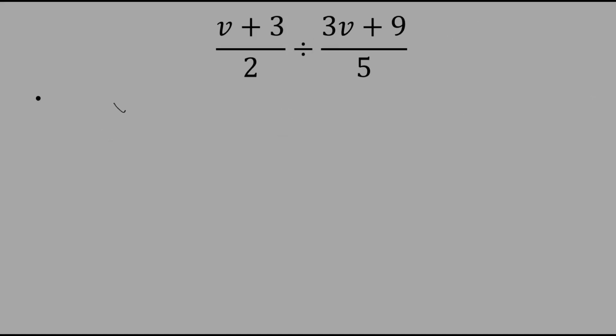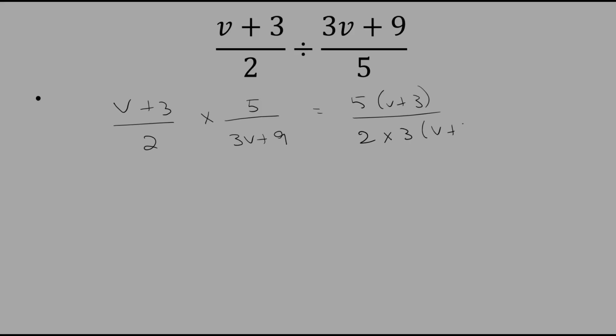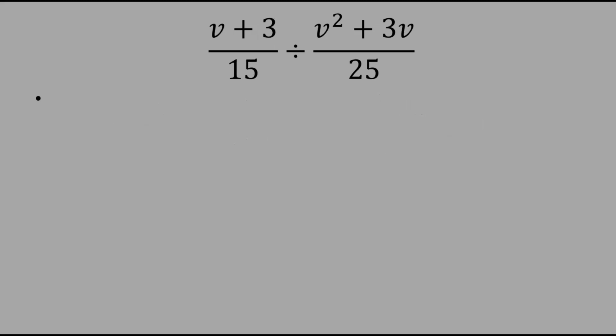Again, we'll use the same rule. V plus 3 over 2 times 5 over 3V plus 9 is 5 times V plus 3. Now, just a quick look ahead would see that 3V plus 9 can be factorised as 3 times V plus 3, and we can cancel the V plus 3 because it's common top and bottom, and we have 5 over 6. Next example is a little bit harder.